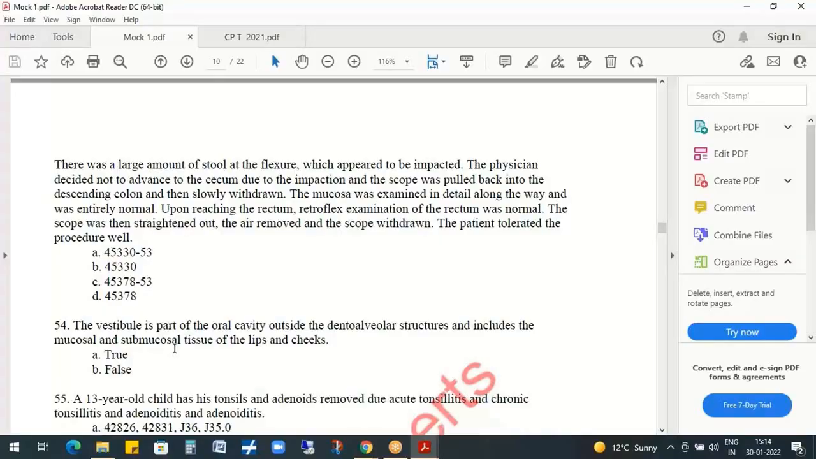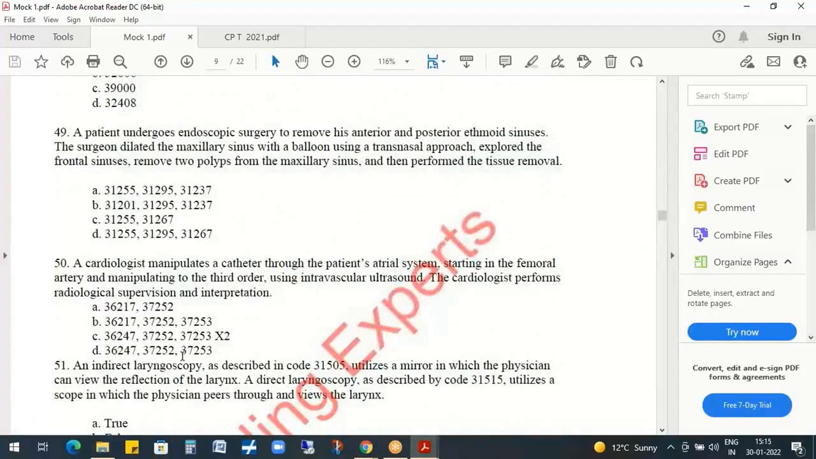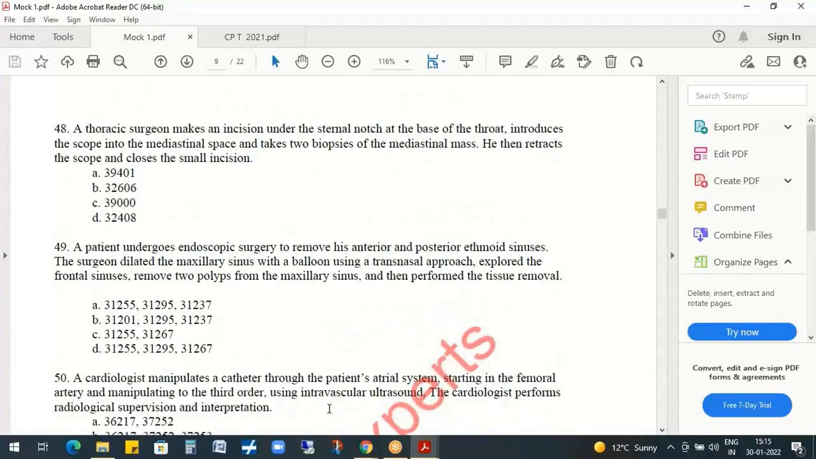Mohan 49. Mohan 49. Yes, 49. What's your doubt here? A patient undergoes endoscopic surgery to remove his anterior and posterior ethmoid sinuses. The surgeon dilated the maxillary sinus with a balloon using a transnasal approach, removed 2 polyps from the maxillary sinus and then performed the tissue removal. So they have done multiple procedures for maxillary sinus dilatation, then they have removed the polyps and tissue removal. So I had gone for A, but answer is given C. Dilation is done for only maxillary, no?